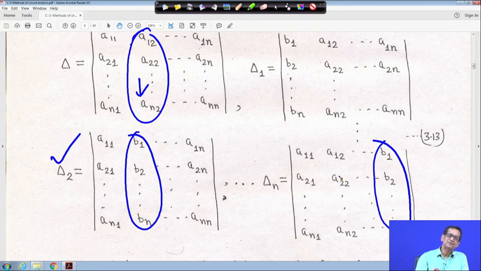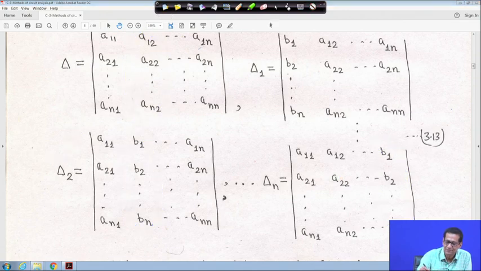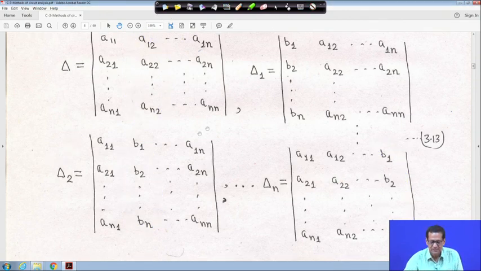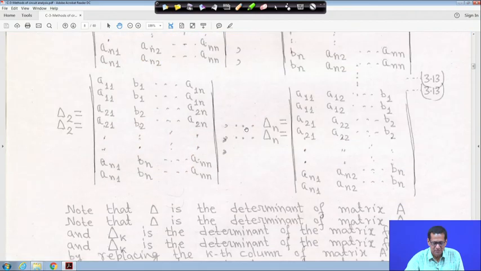Then, once delta 1, delta 2 up to delta n are known, x1 is equal to delta 1 by delta, x2 is equal to delta 2 by delta, x3 is equal to delta 3 by delta, up to xn is equal to delta n by delta. So this way you can easily solve it, just by replacing one column, right. So let me clear it. Now the question is how to make it.